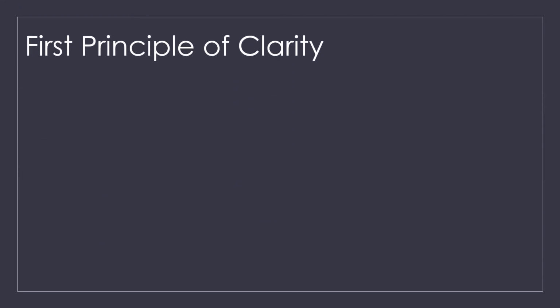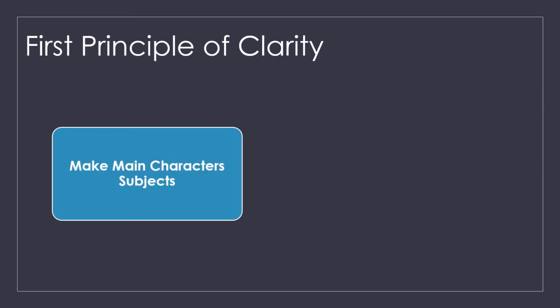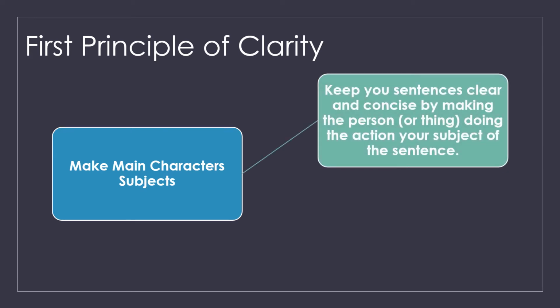Okay. The first principle of clarity is to make the main characters of a sentence the subject of that sentence. As a little refresher, a subject of a sentence is the noun or pronoun who or that is doing the verb or the action. In comparison, the object of the sentence is the noun or pronoun that is receiving the action of the verb. So, to keep your sentences both clear and concise, make the person or the thing or the idea doing the action your subject.